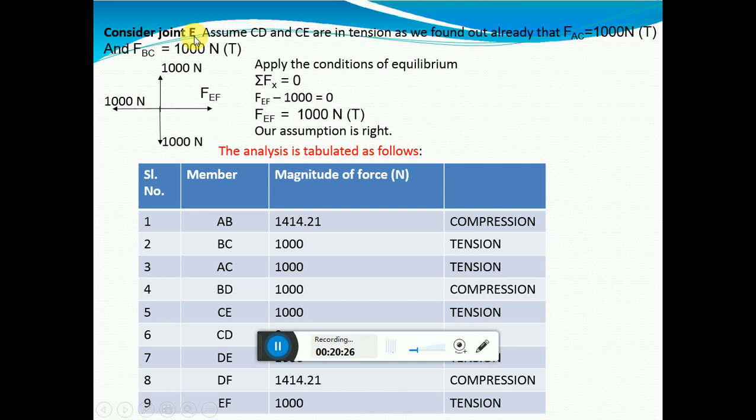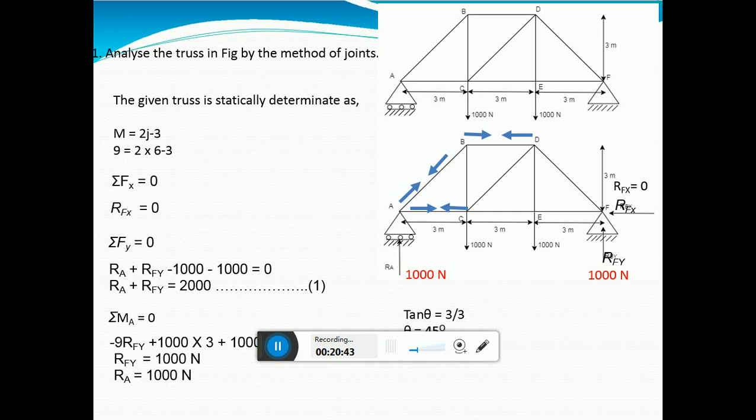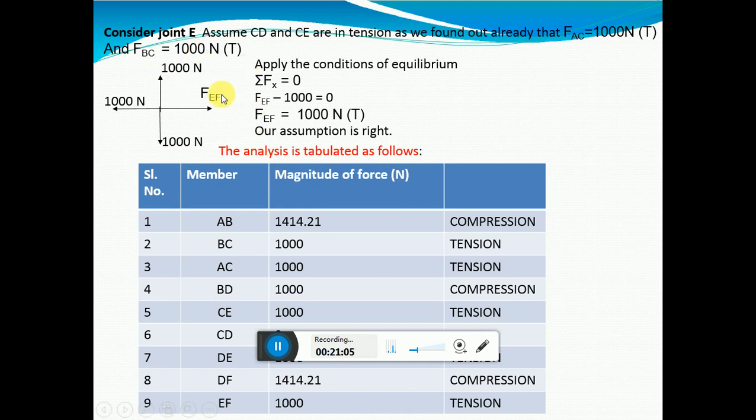In joint E, we assumed CD are in tension. We found that AC is here. In the joint F, which all forces do we have? FFD, FEF, RX, RFY. These are the forces acting.